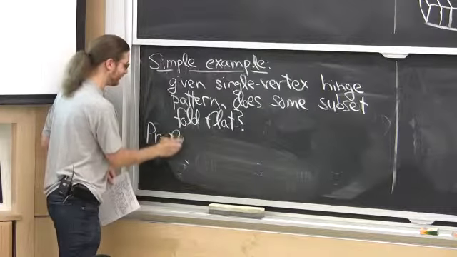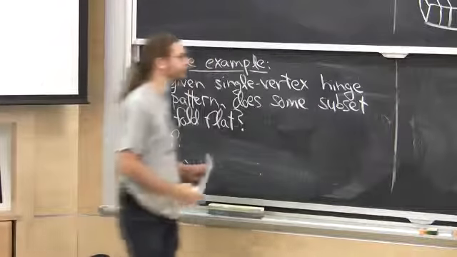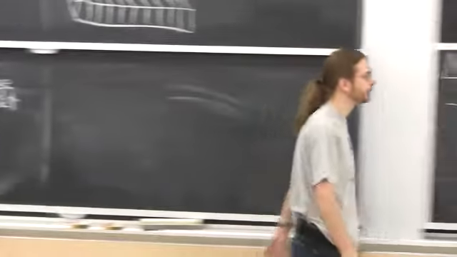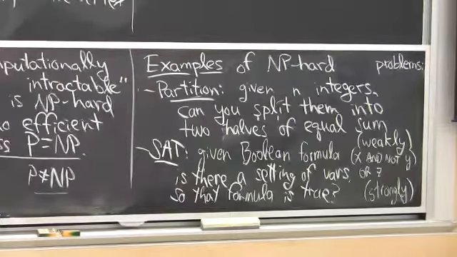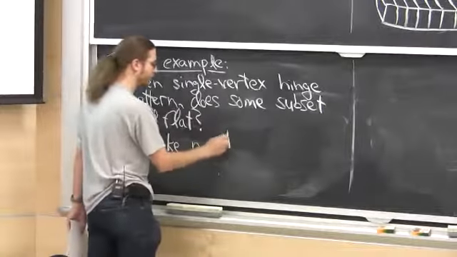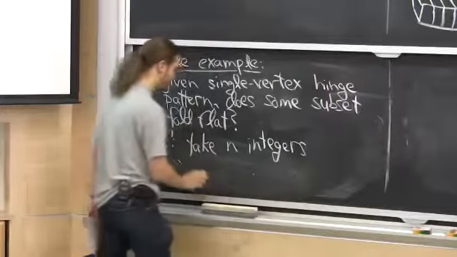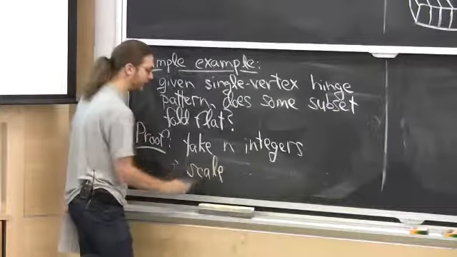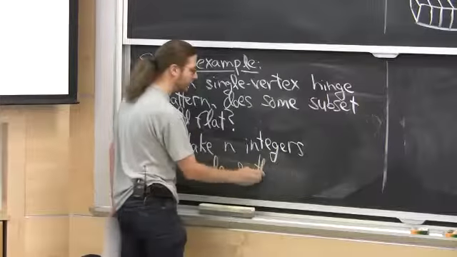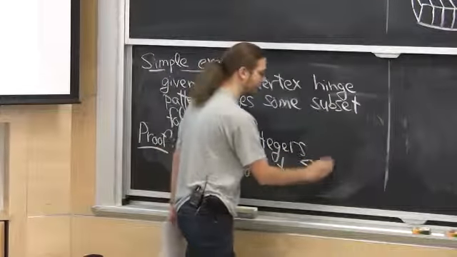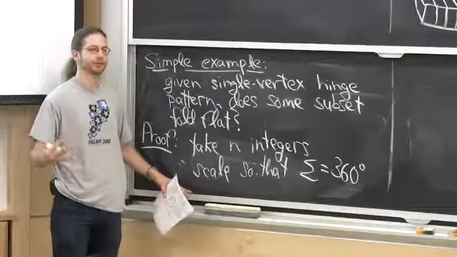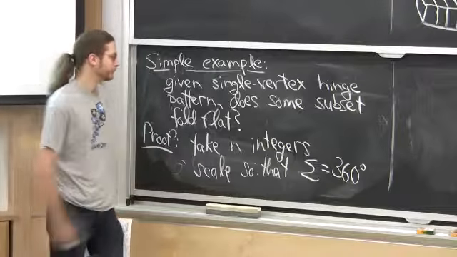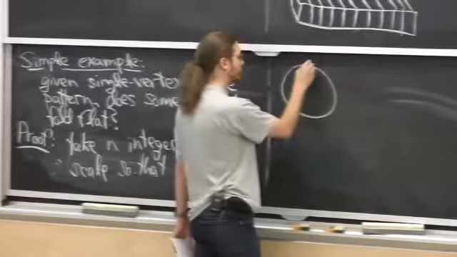So let me show you the obvious proof once you have it. We're going to show that this problem is harder than partition. So we take n integers, want to know how to divide them. And it's really simple. Suppose someone gives us n integers. We're going to scale them all by the same scale factor so that their sum equals 360 degrees. And now, lo and behold, those integers are angles in a crease pattern, in a hinge pattern. So you just take those numbers and put them on a wheel.